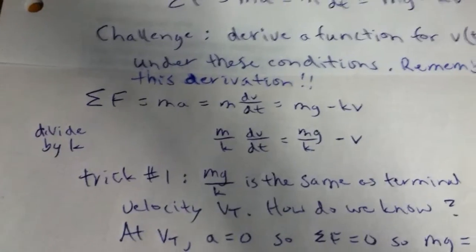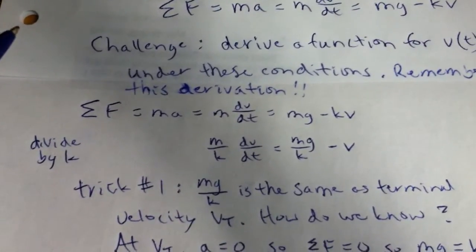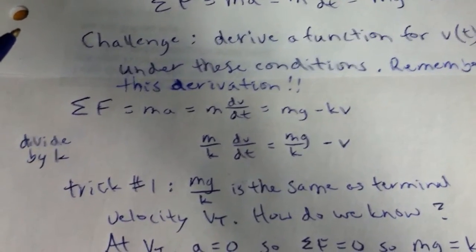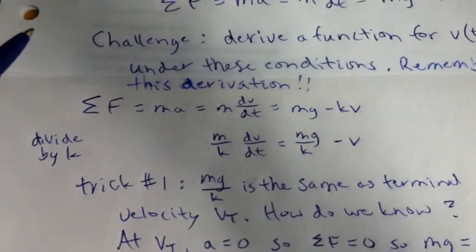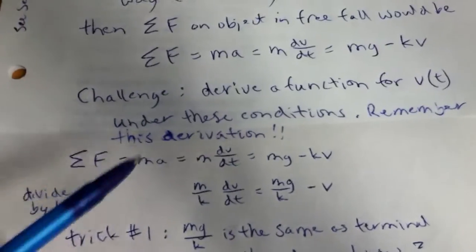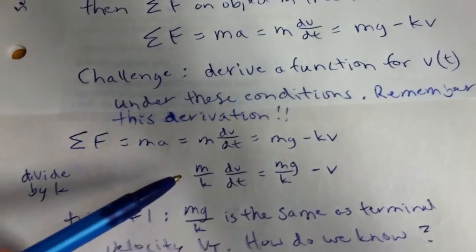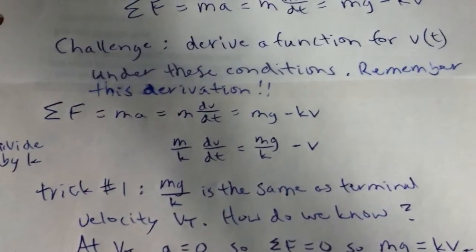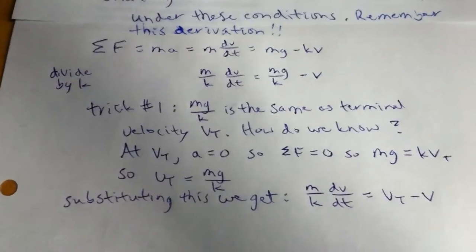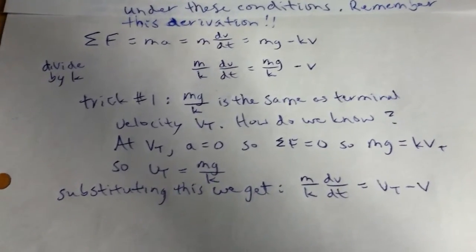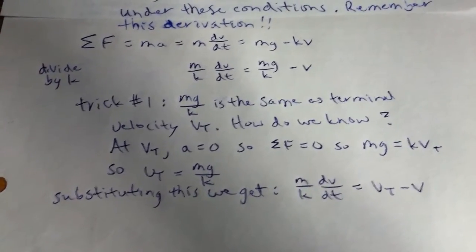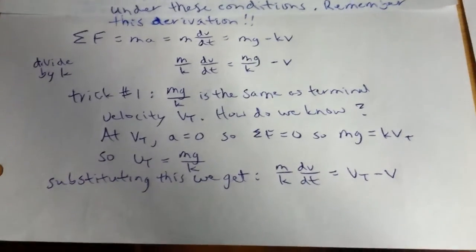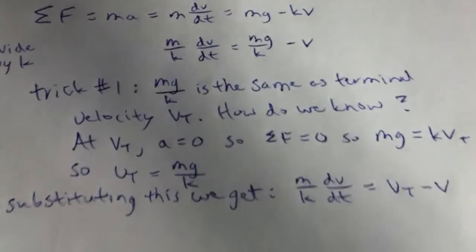So again, the summary of the forces equals ma equals m dv/dt equals mg minus kv. Well, let's divide everything by k. So we then get this expression: m/k dv/dt equals mg/k minus v. What good is that? Putting the expression in that form allows us to do our first trick. It turns out that mg/k is the same as the terminal velocity, which we're going to call vt.